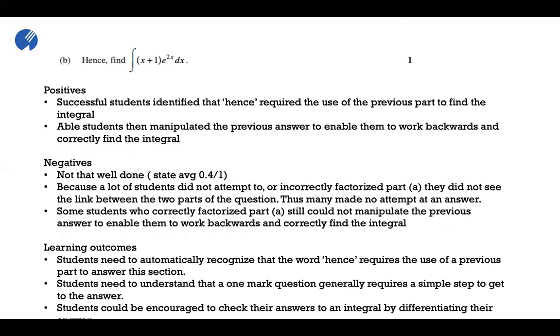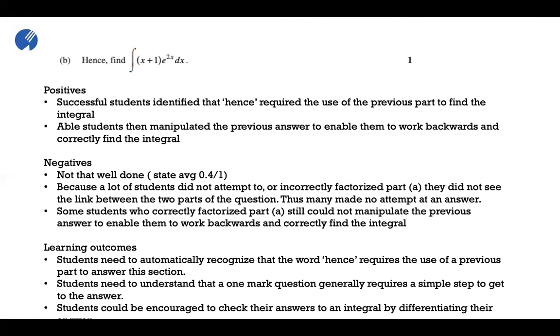A lot of students did not attempt to factorise part A, or factorised it incorrectly, so they didn't see the link between the 2 parts of the question. So in actual fact, many students made no attempt at an answer at all. Some students who did correctly factorise part A couldn't manipulate that previous answer to enable them to work backwards and then correctly find the integral.